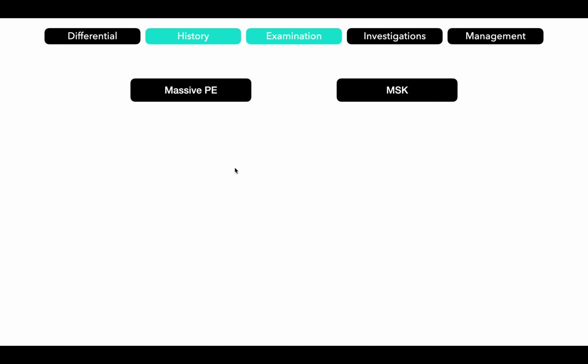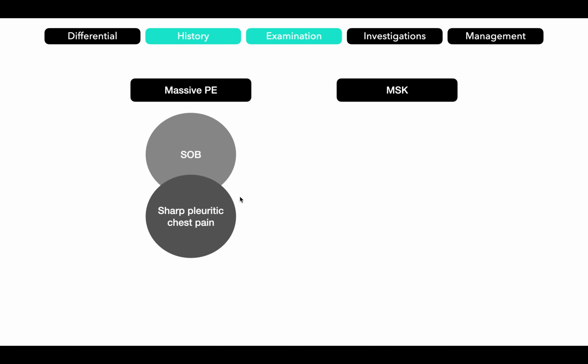So, if we begin with the history, massive PE versus an MSK, what kind of things will the patient be telling you that points toward a PE? Well, first of all, you have an embolism in the pulmonary vasculature, so breathing will be affected. Shortness of breath, and the result is a sharp pleuritic chest pain. Now, the quality of pleuritic chest pain: when the pleura is inflamed or irritated, the patient inhales, intrathoracic volume increases, the pleura gets stretched, and the area of inflammation is very localized. So the patient will say that when they breathe in, the pain is worse, and the pain is a stabbing, very localized quality. That's what pleuritic chest pain means. And rarely hemoptysis and syncope in the late stages.